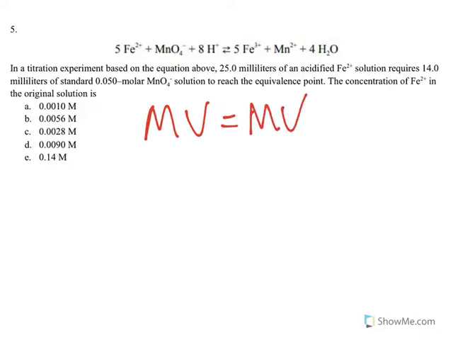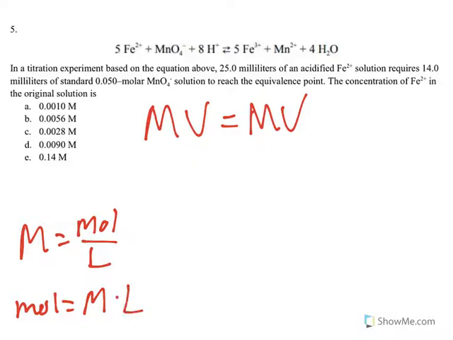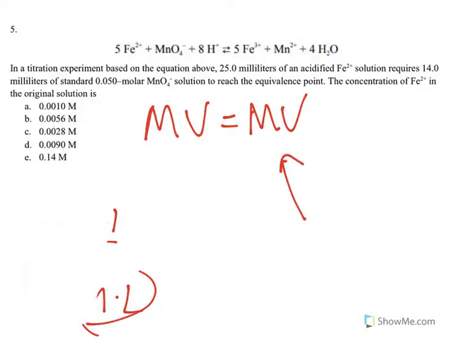And again, this is derived from the fact that molarity equals moles per liter or volume. So moles equals molarity times liters or volume. So this right here is equivalent to this, which has to be equivalent to the other side's moles because we're at the equivalence point. So in a titration, just use MV equals MV, and you don't even have to worry about converting your milliliters to liters.